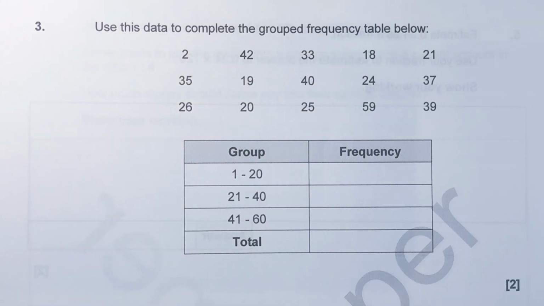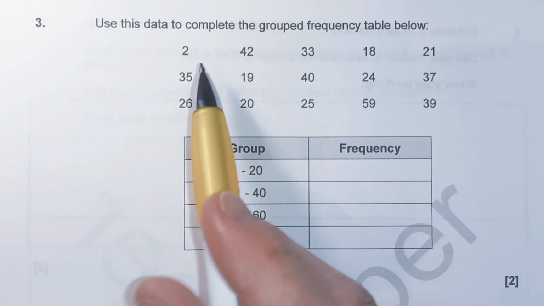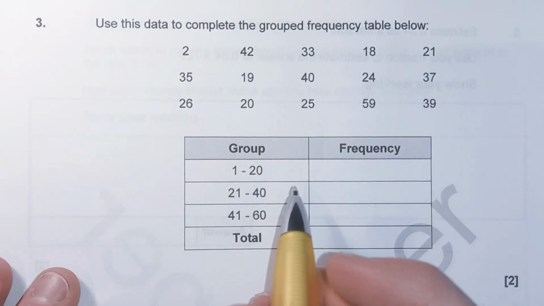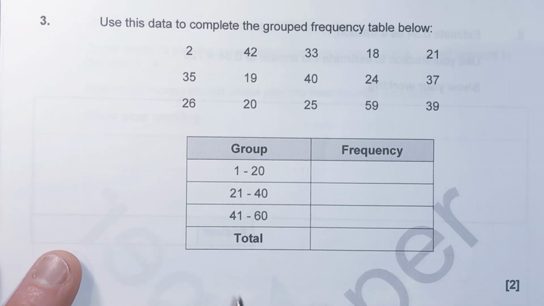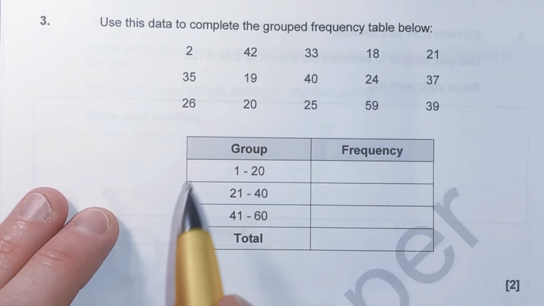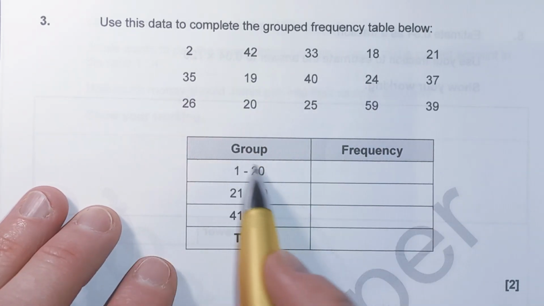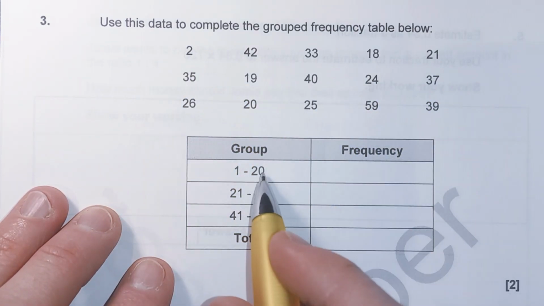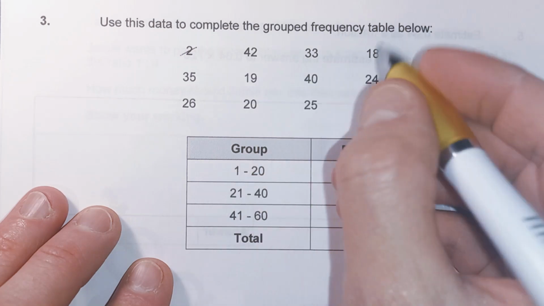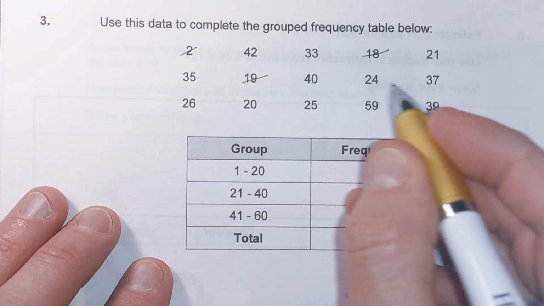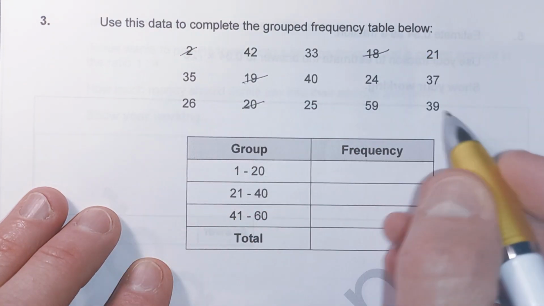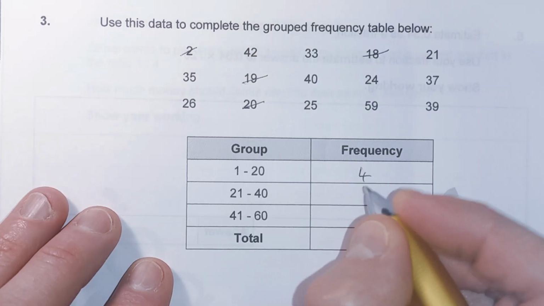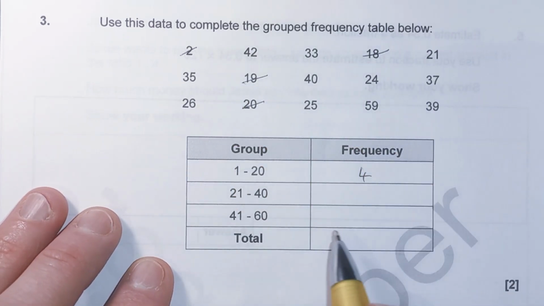Question 3. Use this data to complete the grouped frequency table below. Okay, so we've got lots of values up here. We've got our groups from 1 to 20. So you can do it in different ways. You could do it as a tally chart. I'm going to look for all the numbers that are between 1 and 20, and I'm going to go across each row. So that's 1, 2, 3, 4. That's just 4 I've counted. And you can see I'm crossing them off. This stops me from double counting.